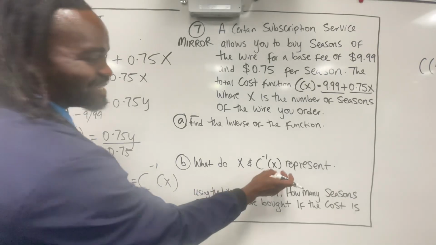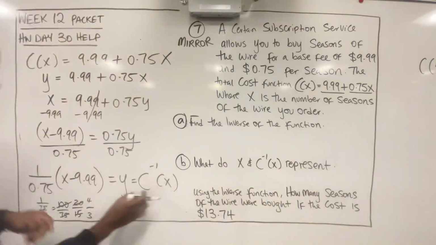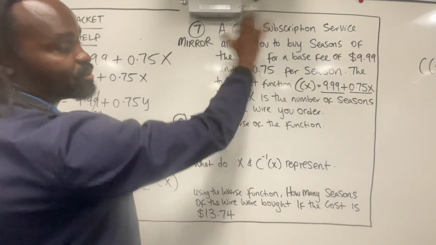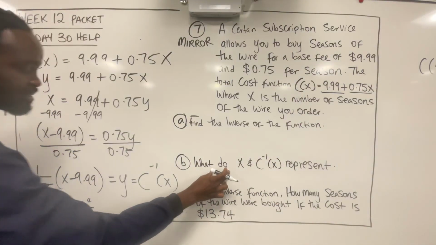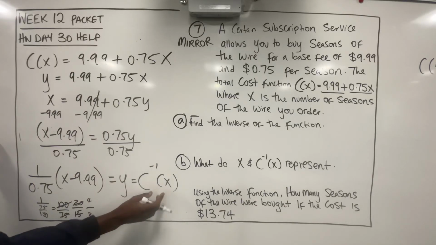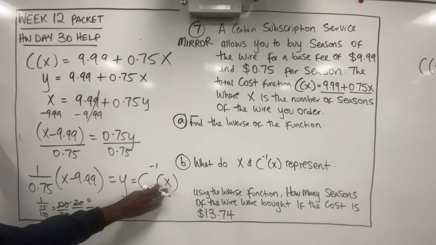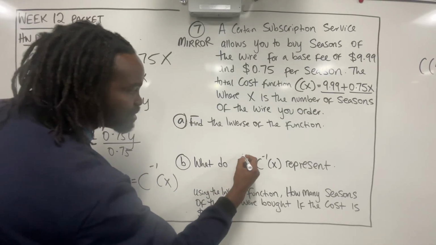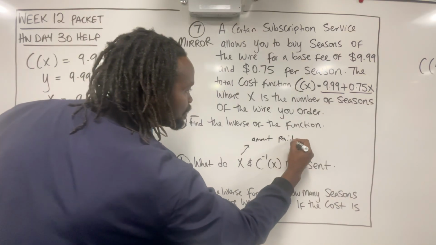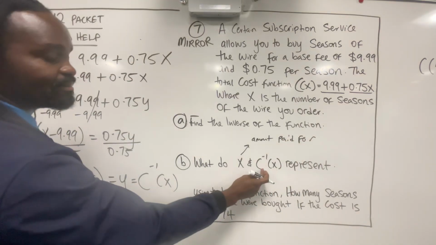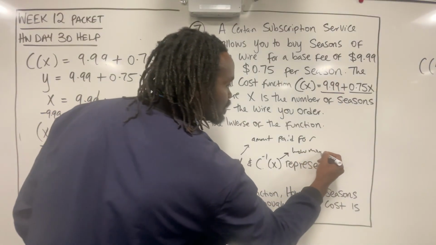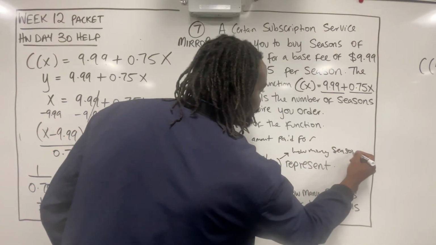What do X and C inverse of X represent in your inverse function? We already know what the X and the C of X represent in the original question. We're asking about this in the context of our inverse function. And what this is now doing is taking in the total amount that you paid for this subscription. So X is now the amount that you paid for this. And then the C inverse of X will now tell you how many seasons of The Wire you bought.